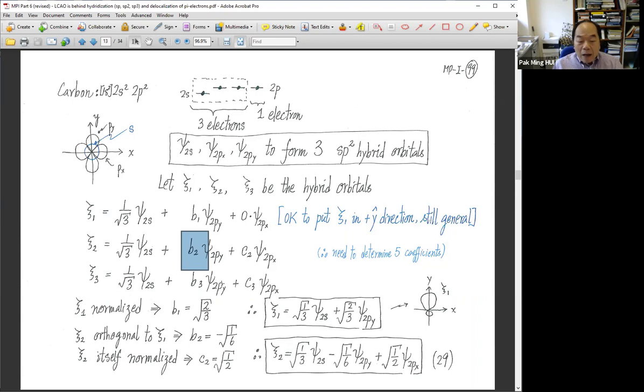All right. But by orthogonal, we mean psi 2 times psi 1 integrated over all space is 0. Therefore, you have an equation to solve for B2. I haven't done the algebra for you, but the idea is already there. You can solve B2 easily, and therefore, we know this. Okay? The remaining C3 can be solved by psi 2 being normalized.